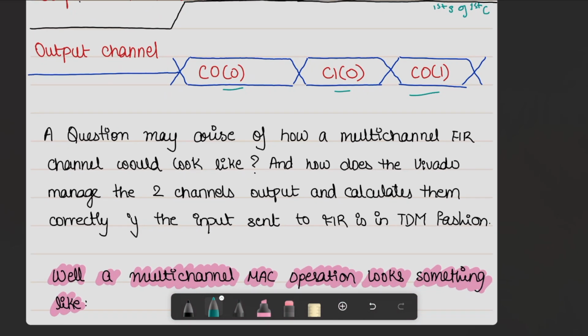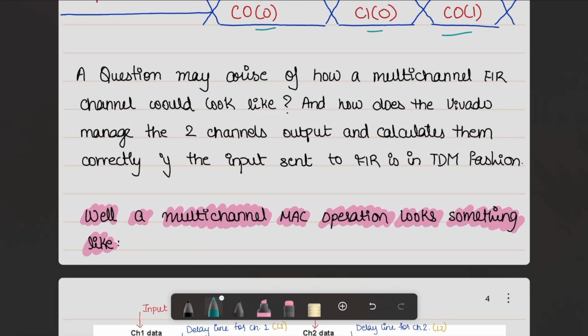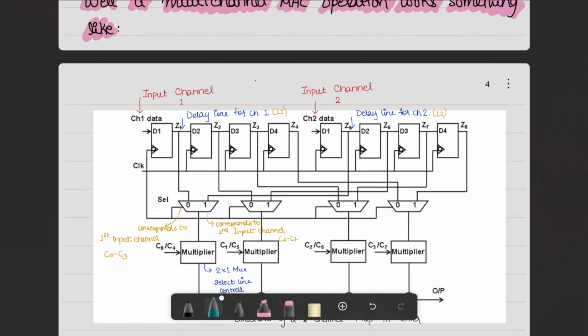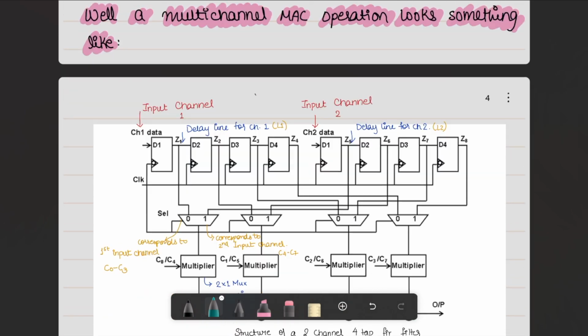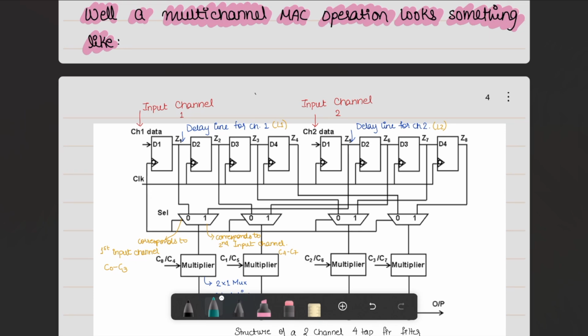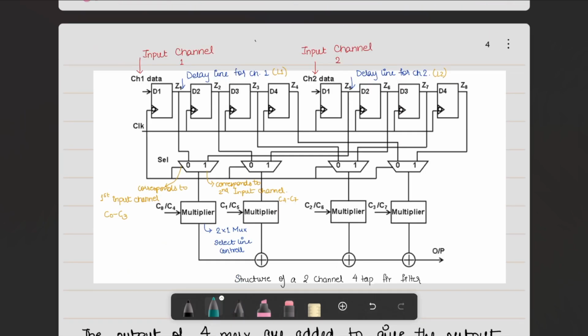Well, a question may naturally arise on how a multi-channel FIR IP would look like, and how does Vivado manage the two channels output and calculate them correctly if the convolution equation requires a reversed window of input? Well, let's start with the first question. The multi-channel MAC operation looks something like this.